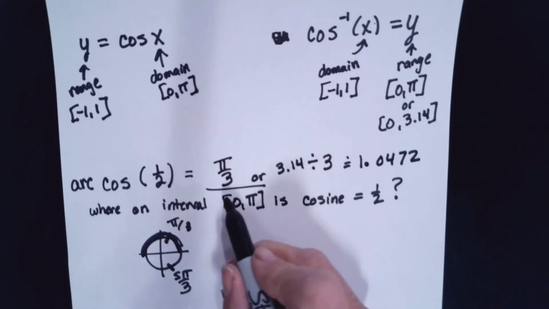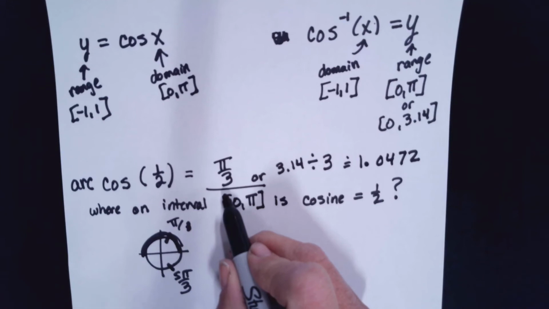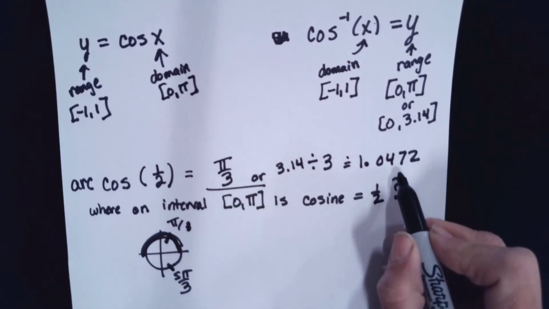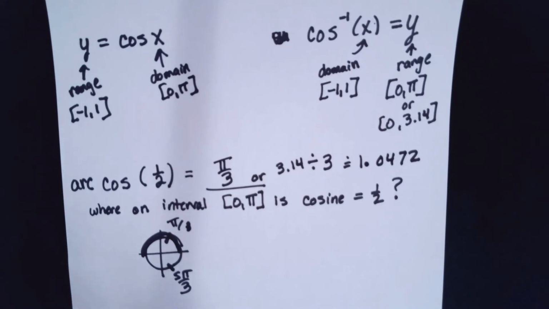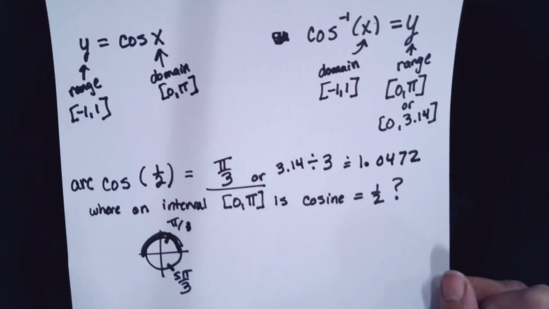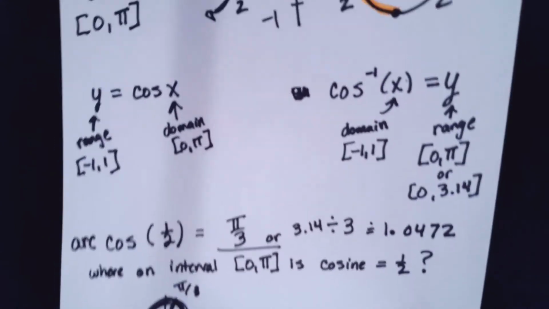This is an exact answer. This is how most of the time we'll leave it, but I also want you to think, well, pi over 3 is just the same thing as approximately 1.0472. Any questions so far on sine or cosine inverses? Okay, good. Well, let's look at one more, and that'll be the tangent.